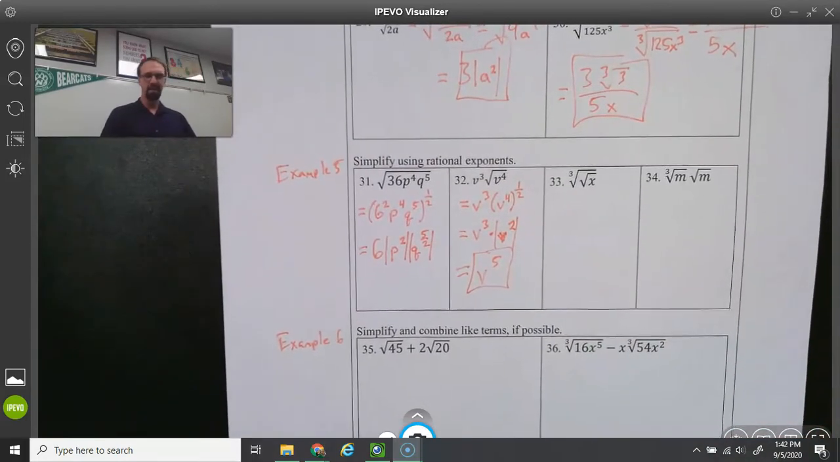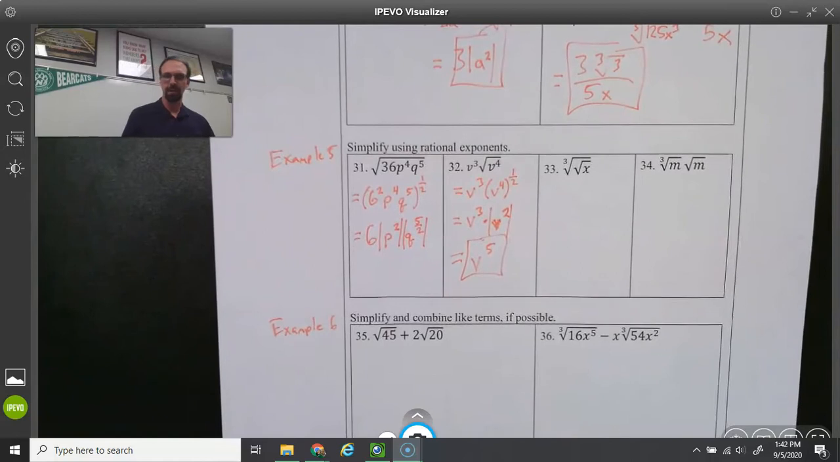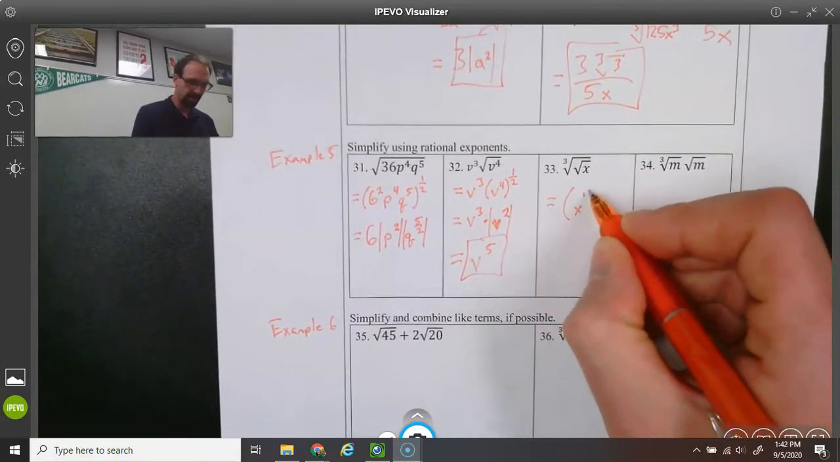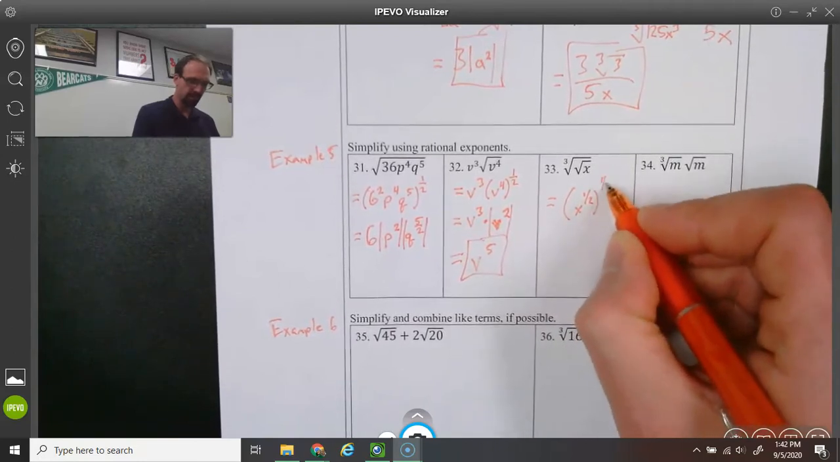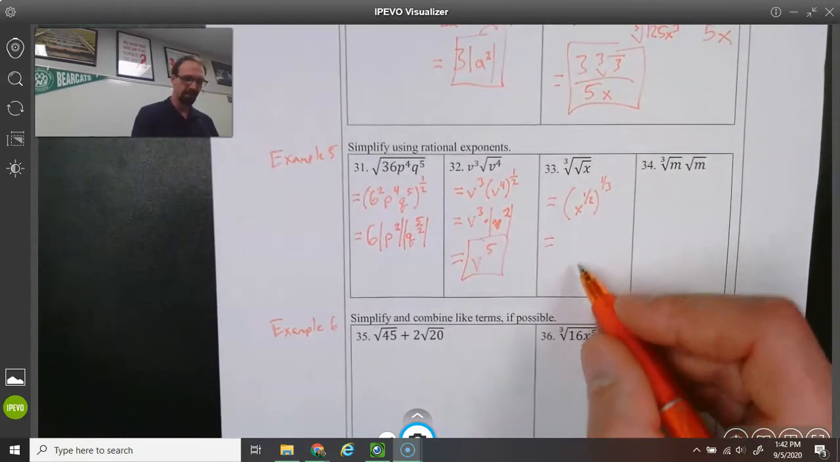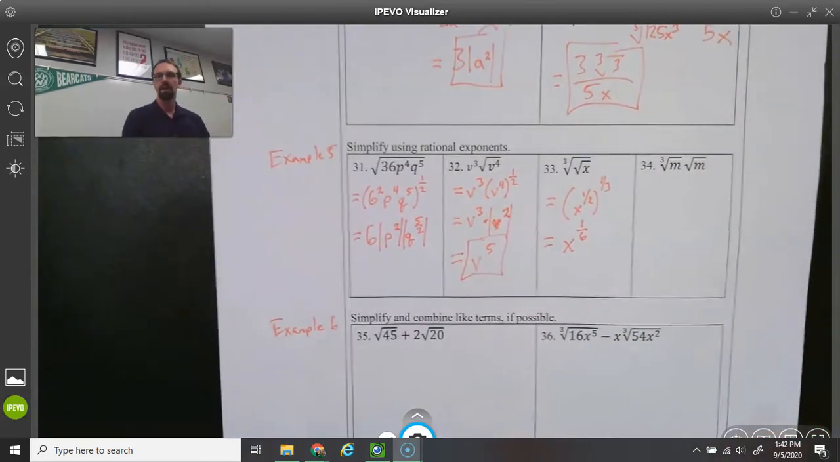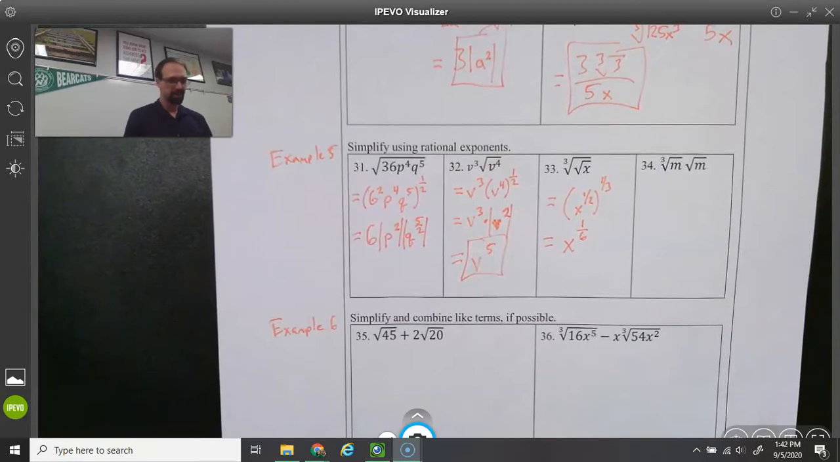This one, we have it kind of nested. It's a cubed root and then a square root. If I think about what's happening here, I have x to the 1/2, and then that's raised to the 1/3. If I have a power to a power, I'm multiplying, so it's x to the 1/6, or the 6th root of x.